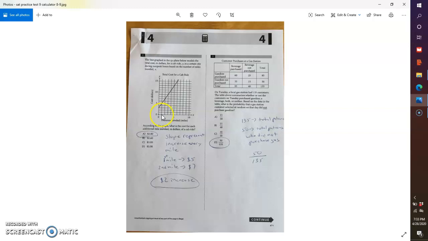So as I go over 1 mile, how much does the price increase? Well, at 0 miles, it's $3. At 1 mile, it's $5. So that's a $2 increase, and therefore my answer is A.